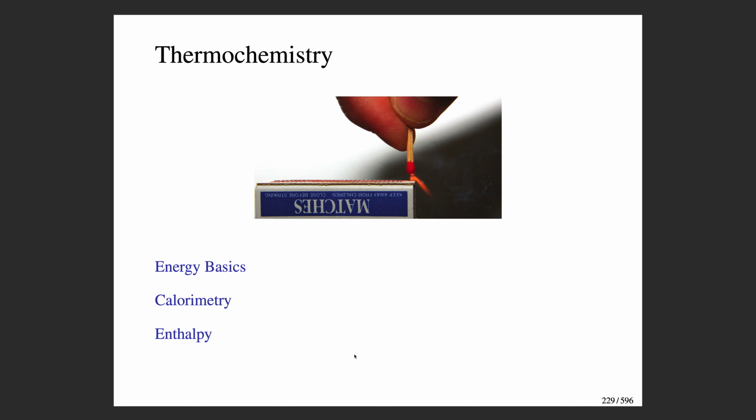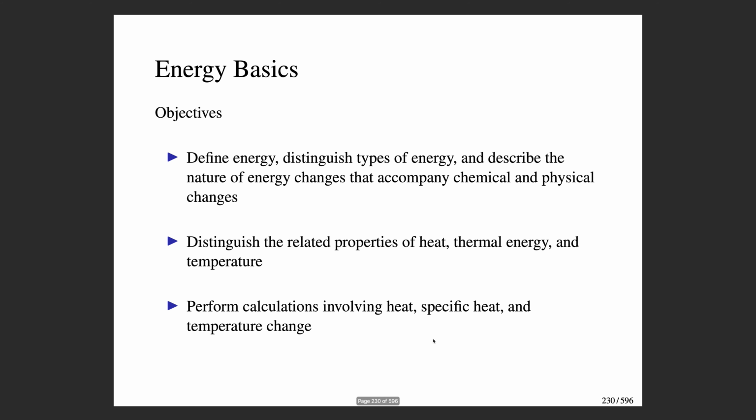Okay guys, this next video kicks off chapter 5, which deals with thermochemistry, and we are going to be covering some of the basic ideas involving energy. So in this first section, we are going to talk about what energy is and different types of energy. And then we'll also talk a little bit about heat and temperature and thermal energy. And we'll save this last part dealing with heat capacity and specific heat for the next video.